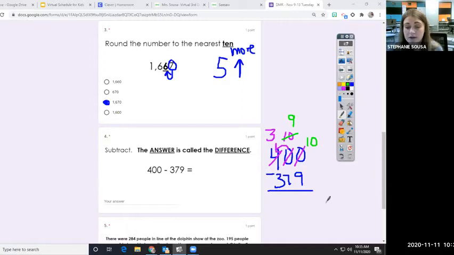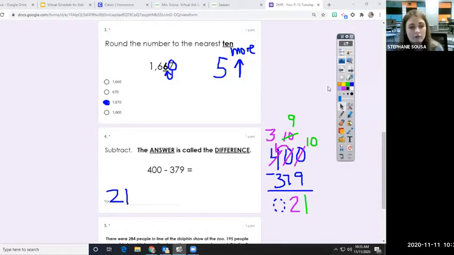Now we can subtract. 10 ones minus 9 ones equals 1. 9 tens minus 7 tens equals 2 tens. 300s minus 300s is equal to 0 hundreds. So we have an invisible 0 there, and your answer is 21. Okay.